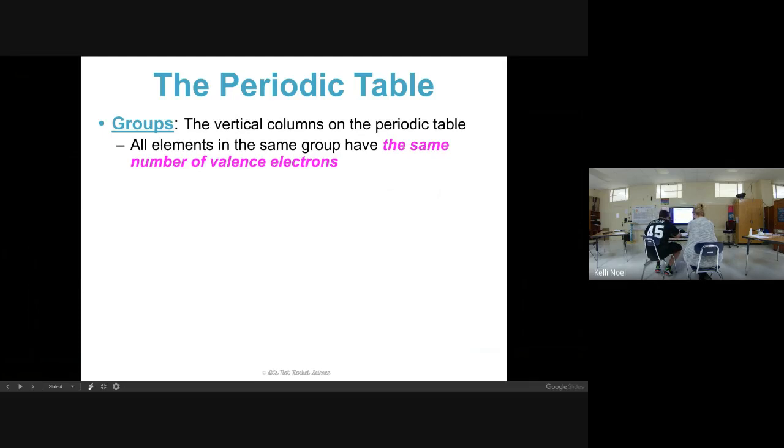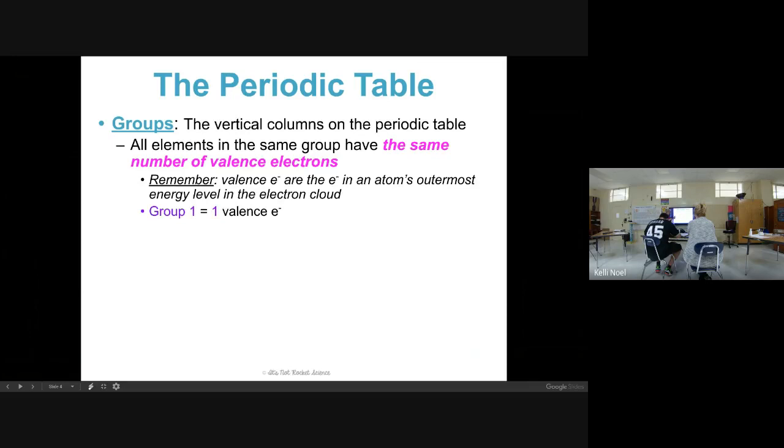That group number, especially the way it is on here, tells you the number of valence electrons. So group 1 here, 1A, has 1 valence electron. That means that's the number of electrons in the outermost energy level. It's the ones that are going to be reacting. Group 2, that's 2A, has 2 valence electrons. We skip this middle section here because their valence electrons do wacky things.